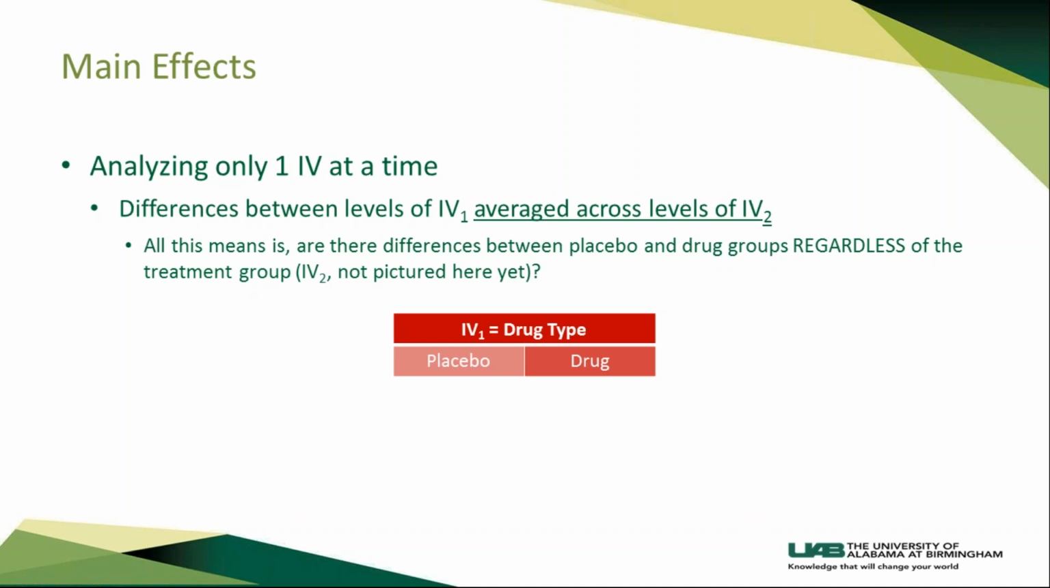Almost the textbook definition: a main effect is that there are differences between levels of one independent variable when averaged across levels of the second independent variable. That's sort of the fancier speak for it, but really all that means is, is there a difference between these two levels? So in our example, is there a difference between placebo and drug group regardless of the other group, which we don't have pictured here yet? That's all a main effect means.